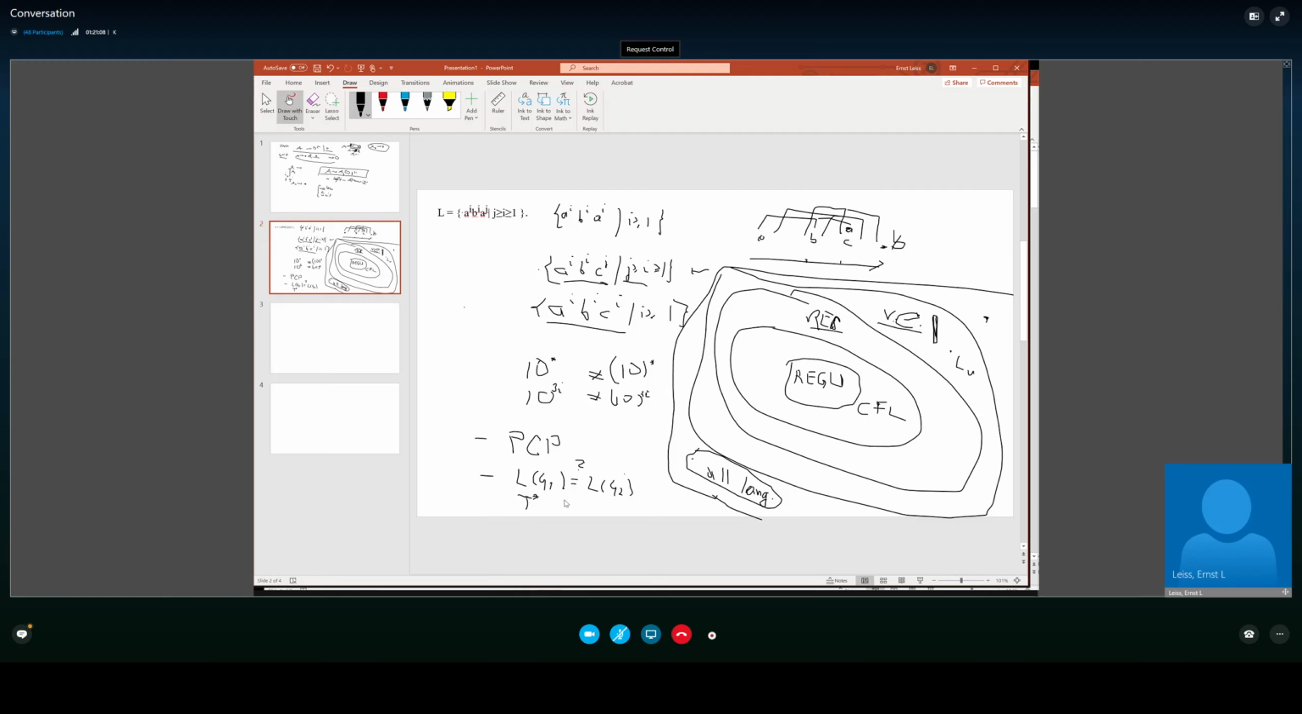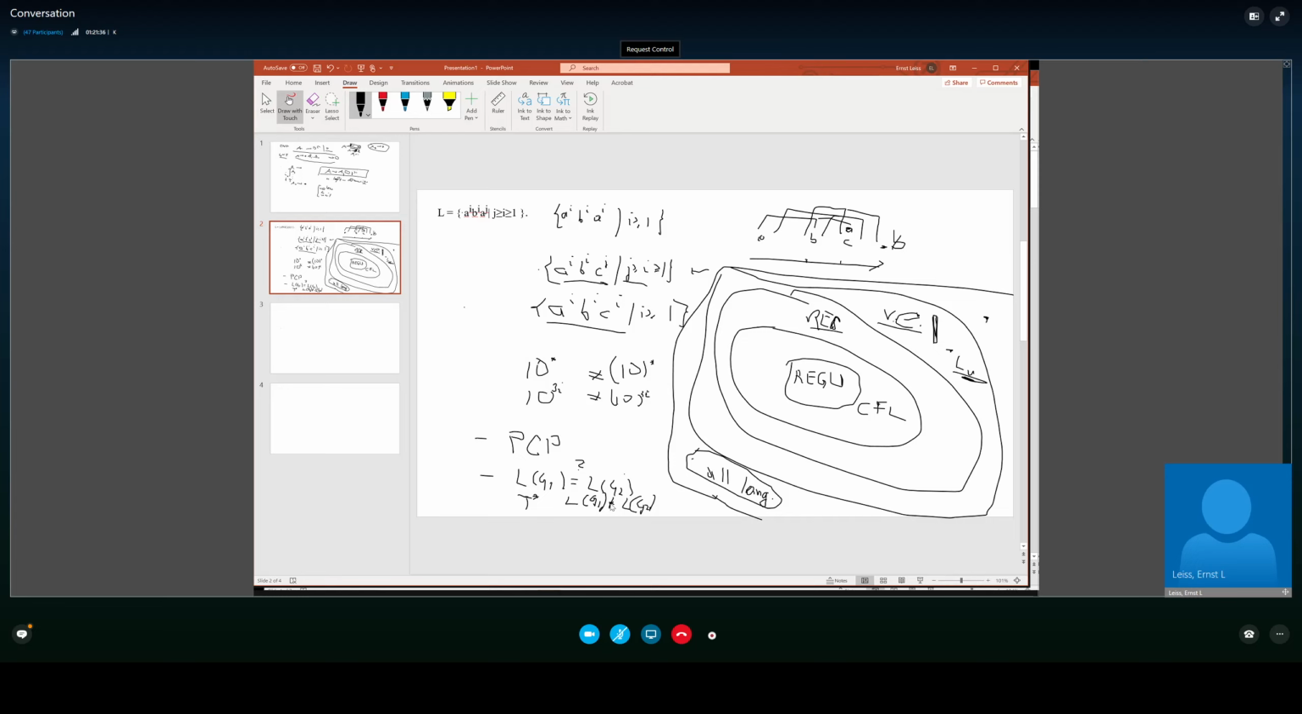Now, if you were to ask the question whether L of G1 is different from L of G2, then that's a language that is in here. So that would correspond to the L sub U.